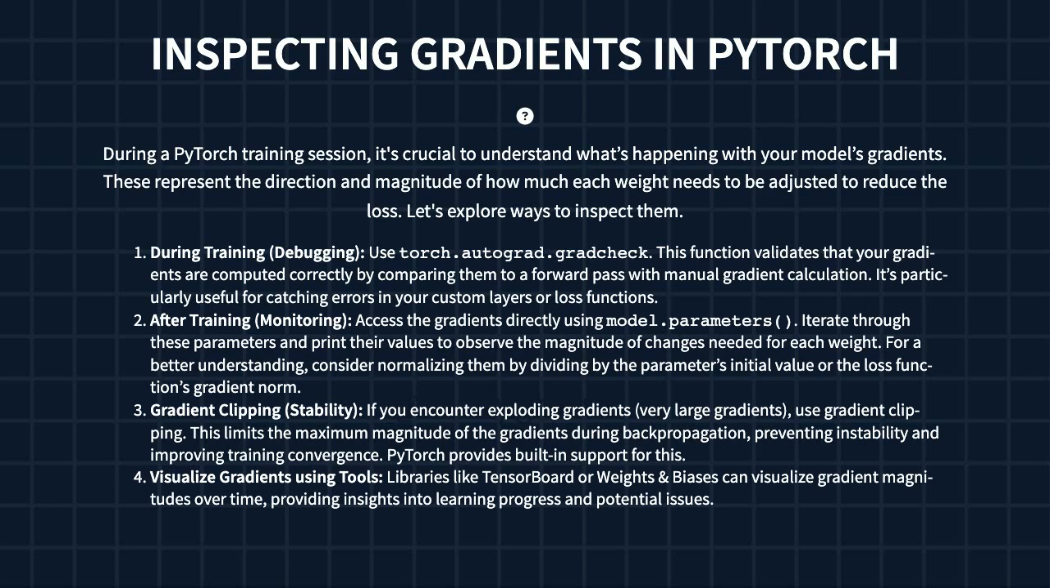You might want to normalize them somehow to get a better sense of what's going on. And if you see huge, exploding gradients which can cause problems, gradient clipping is your friend. It limits the size of those changes, helping stabilize the training process. Finally, tools like TensorBoard or weights and biases are fantastic for visualizing gradient magnitudes over time. That gives you a really clear picture of how learning is progressing.